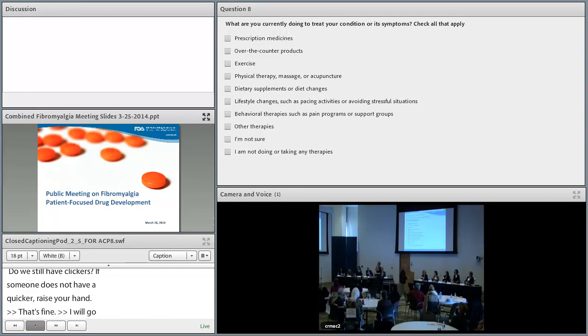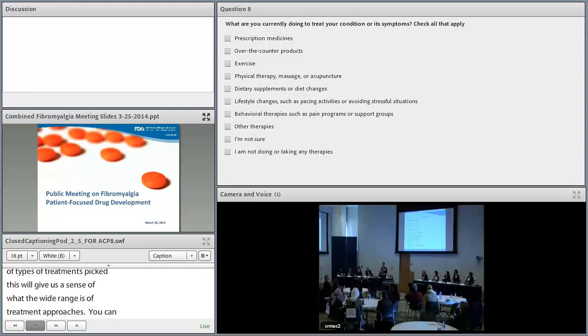So, what are you currently doing to treat your condition or its symptoms? And these are just very broad buckets of types of treatments. But this will give us a sense of the wide range of treatment approaches. You can check all that apply.